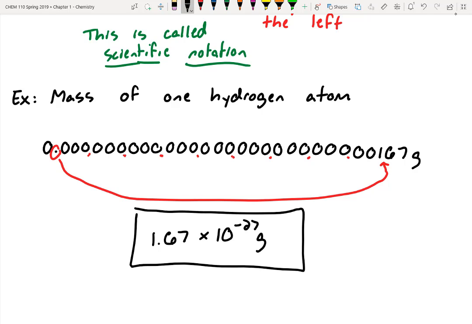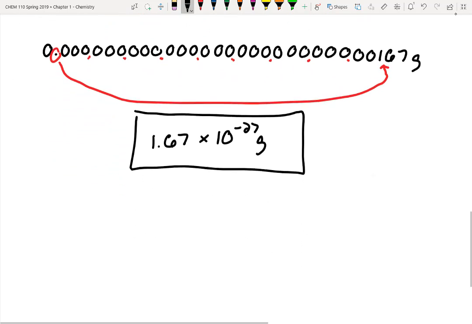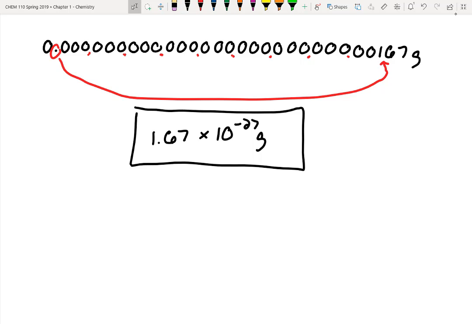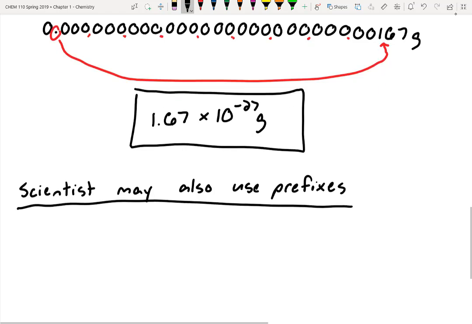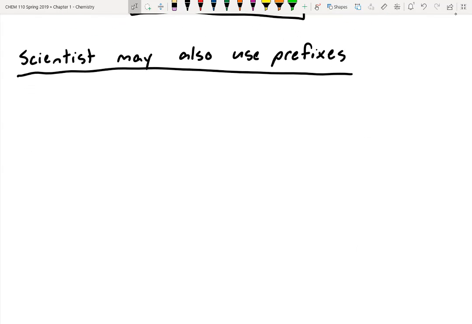Does that make sense? So the thing to remember is if you move a decimal to the left, that superscript number will be positive. If you move it to the right, it will be negative. All right. In addition, we use prefixes a lot too. All right, so I'll show you how prefixes are commonly used.